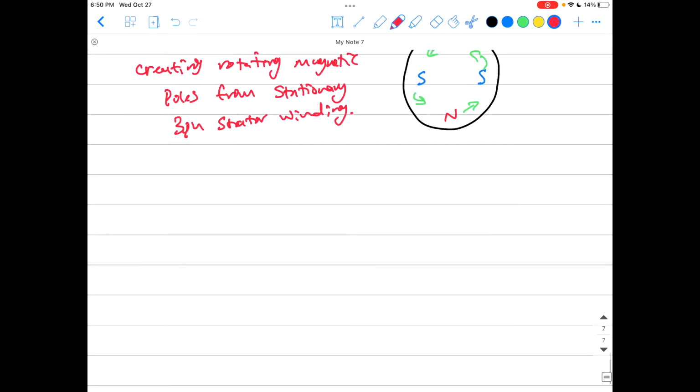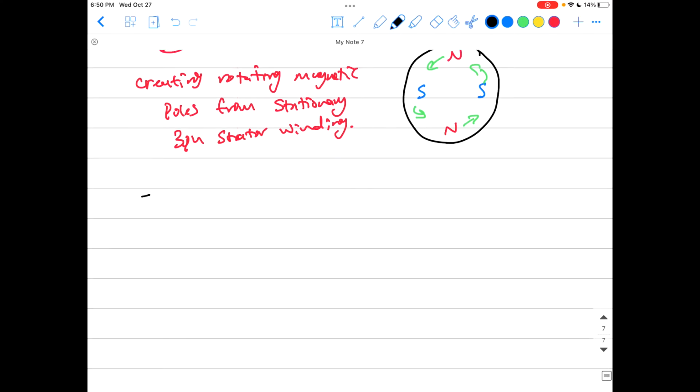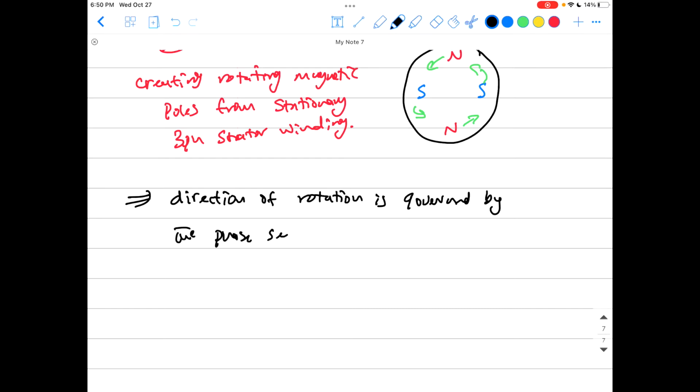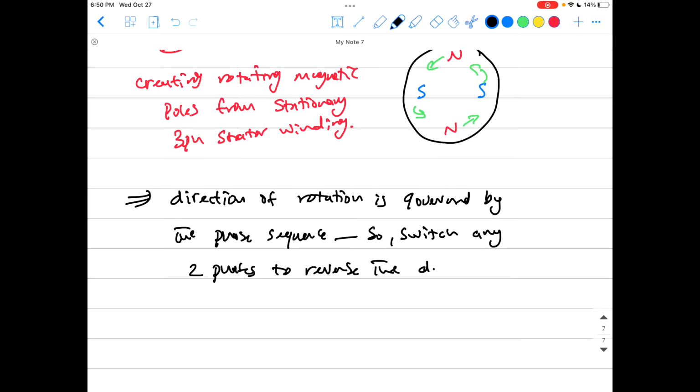Okay guys, an important hint here: the direction of rotation is governed by the phase sequence. So switch any two phases to reverse the direction of rotation.